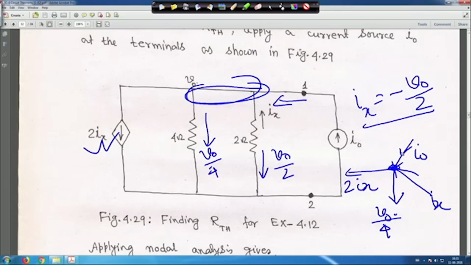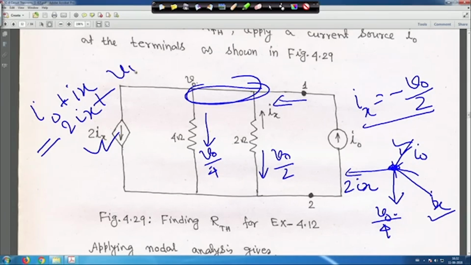So these two currents, I0 and Ix, are entering. If I write I0 plus Ix, the two currents entering the node, is equal to 2 Ix plus V0 by 4, which are leaving, as per Kirchhoff's first law. So 2 Ix plus V0 by 4, but Ix is equal to minus V0 by 2. If you put Ix as minus V0 by 2 here, then you can solve for the value of V0.